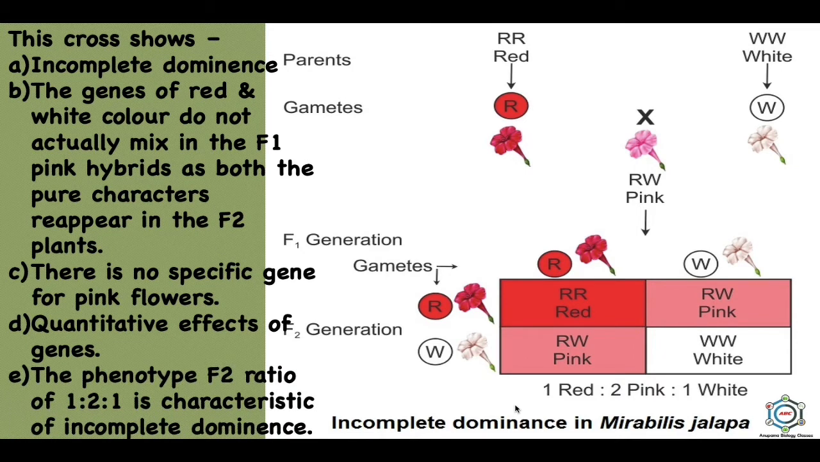So, the F2 ratio is characteristic of incomplete dominance, because here the genotypic ratio is 1:2:1 as in Mendel's ratio, and the phenotypic ratio is 1:2:1 in place of Mendel's ratio, that is 3:1.